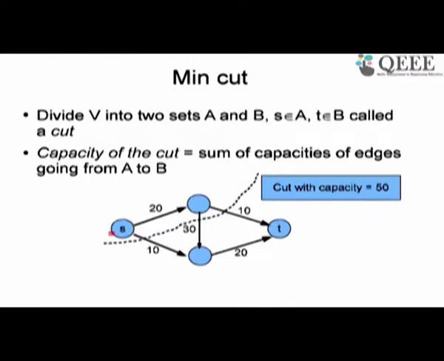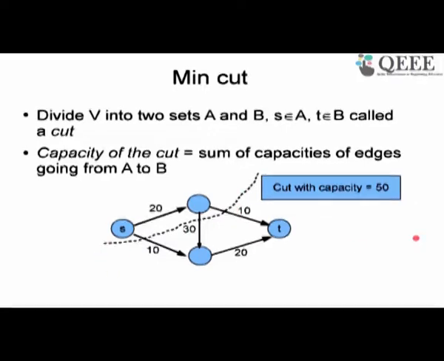So we should draw a cut in such a way that S belongs to one side and T belongs to the other side. You should draw a cut in the graph such that S is on one side of the line and T is on the other side of the line. In this case, S is on one side, T is on the other side. Then you can ask how much of the capacity this line is cutting.